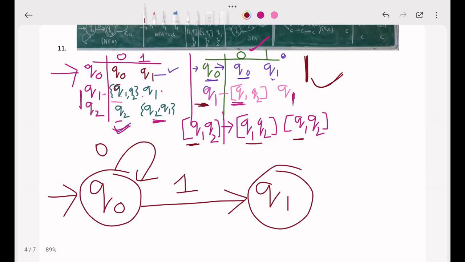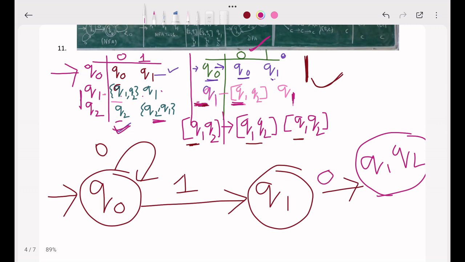For Q1, on 0 I am going to Q1 and Q2. I will use another color. Q1 and Q2 is another state. This is a new state, and its name is Q1, Q2. So Q1 goes to Q1, Q2 on 0. Now Q1 on 1 goes to Q1. What is the meaning of this? For 1, a self loop.